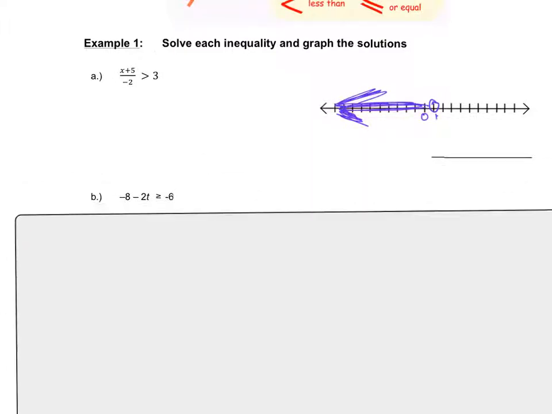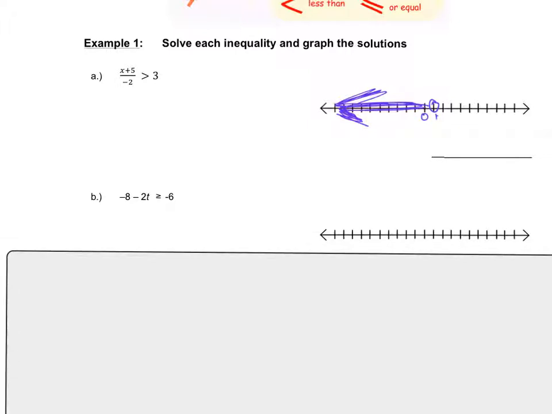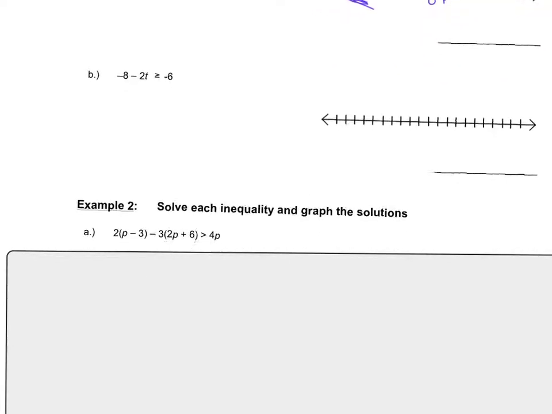The next question. The next question says negative 8 minus 2t is greater than or equal to negative 6.